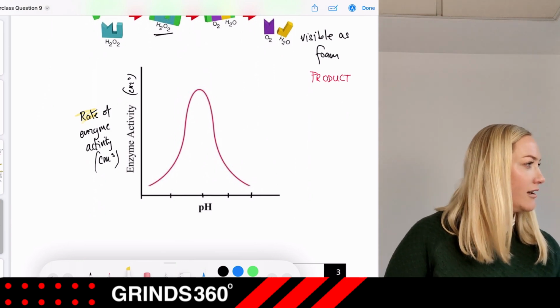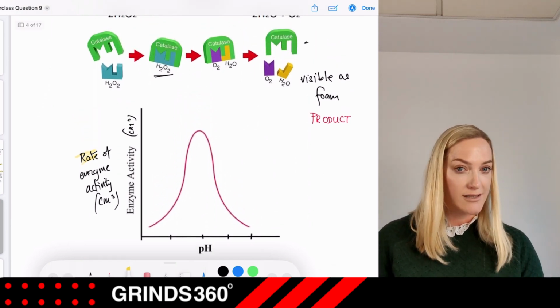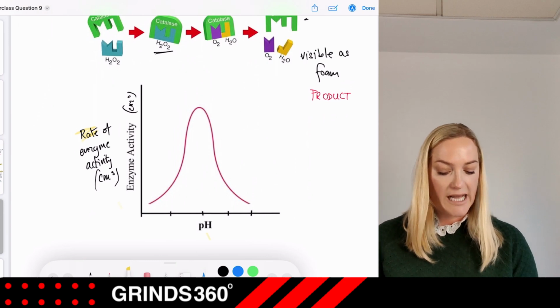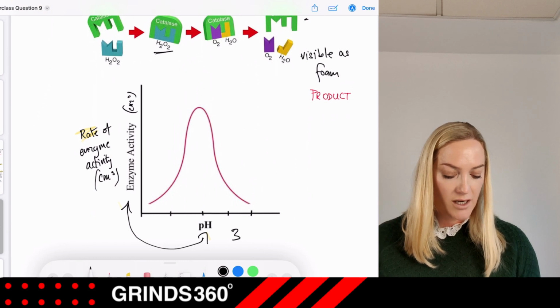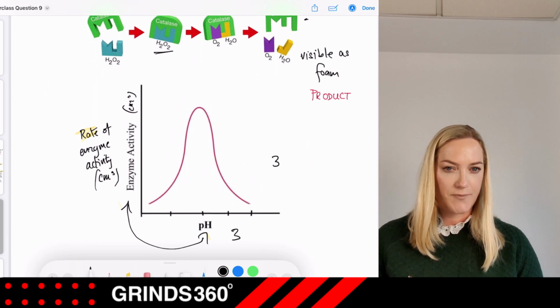Do I need to have a title on the graph? Will I lose marks if I don't? Very good question, Sarah. No, you don't. On these graphs here, you don't need a title. But what is important is you label your X and your Y axis. Labeling your X and your Y axis alone is 3 marks. And then drawing your graph is 3 marks.